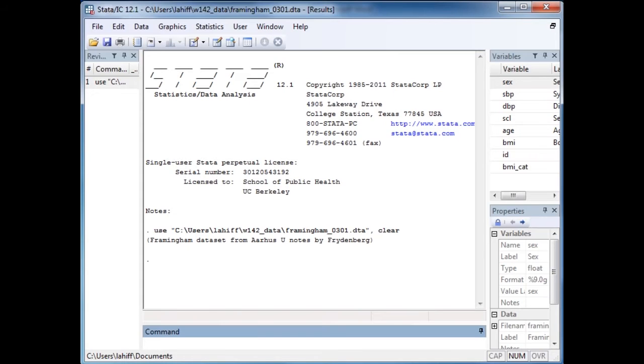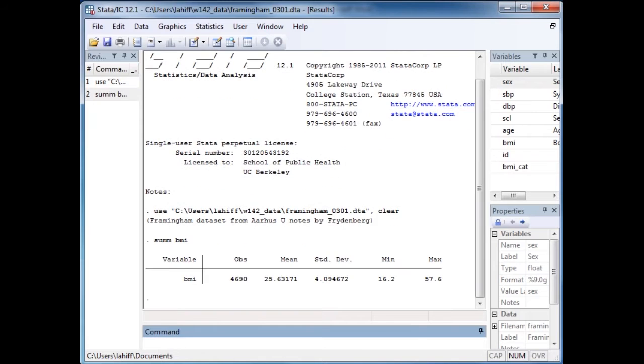The first thing I'm going to do is to show you how to get some numerical summaries of this variable using Stata's summary command. Stata tells us again the number of observations we have, the average or mean, the standard deviation, and then a helpful thing from the summary command is we get the minimum and the maximum of BMI. We also saw these values when we used a codebook with the dataset.